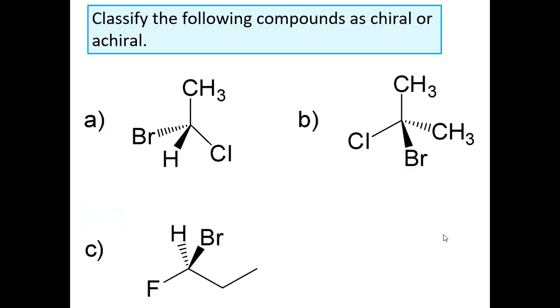So I want you to answer this slide. We have structures A, B, and C. Classify the following compounds as chiral or achiral. Please comment on this video and answer A, chiral or achiral or non-chiral, B, and C. This is your homework. I want to see the answer. Just comment in the following classroom.